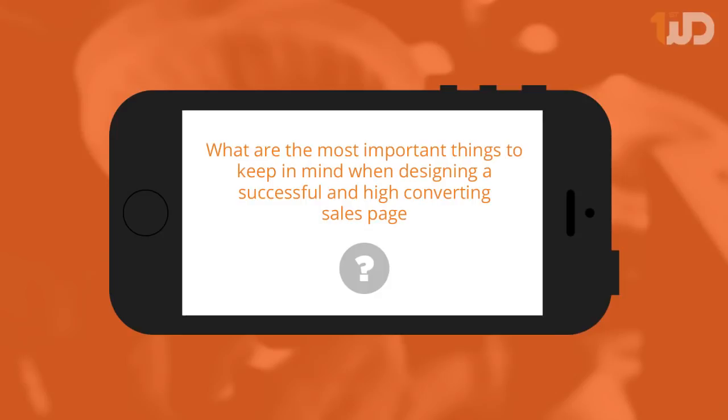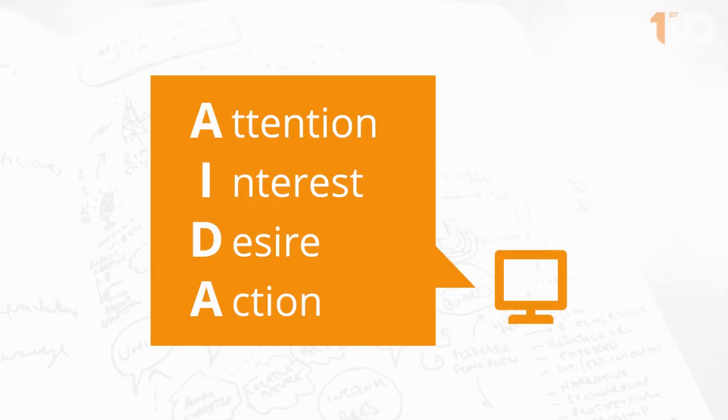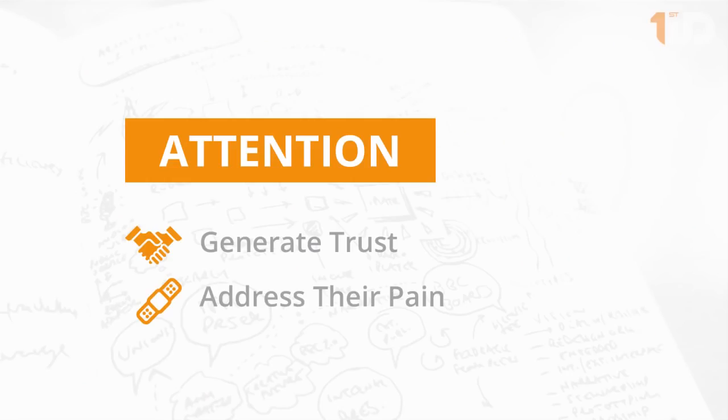Well, to answer this question, I would have to point to AIDA. For those who have been involved in copywriting a little bit, perhaps you know what AIDA is. For those who don't, AIDA is attention, interest, desire, and action. And for each of these sections, I have written down 2 steps, 2 things that you should worry about. So in total, there will be 8 things you should keep in mind when designing a sales page. So let's jump to the first one, which is attention.